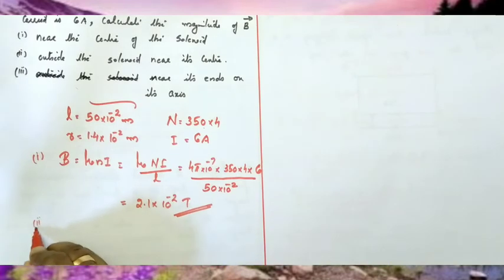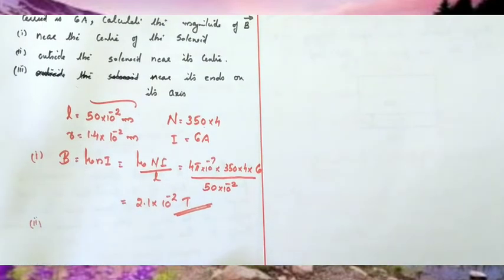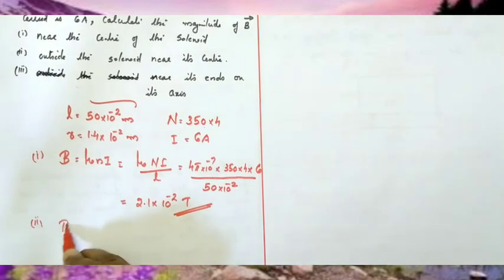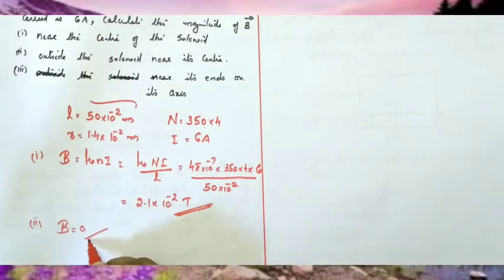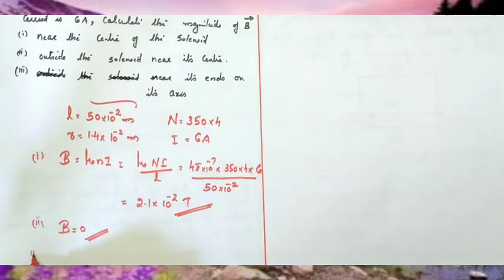Then number 2, magnetic field outside the solenoid near its ends. From the derivation, from the second application of Ampere's circuital law, we have derived the magnetic field outside the solenoid. What is the magnetic field outside the solenoid? Magnetic field outside the solenoid is 0. So magnetic field outside the solenoid near its center is 0. Then number 3.